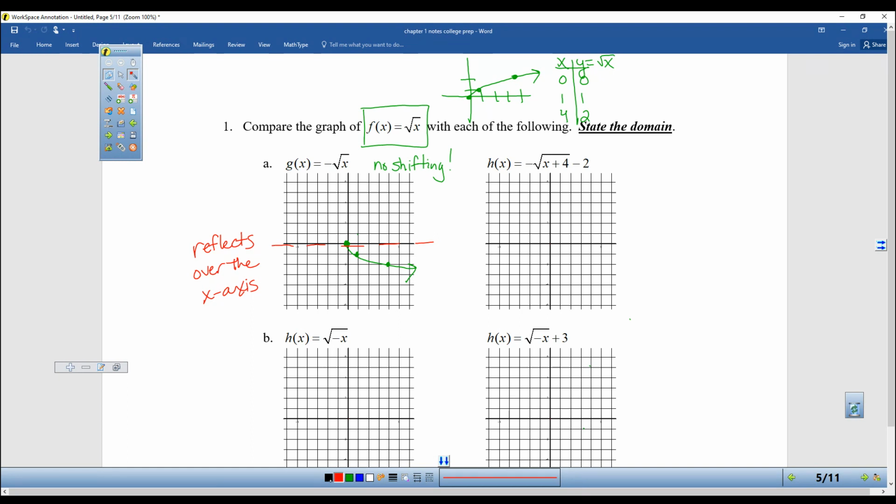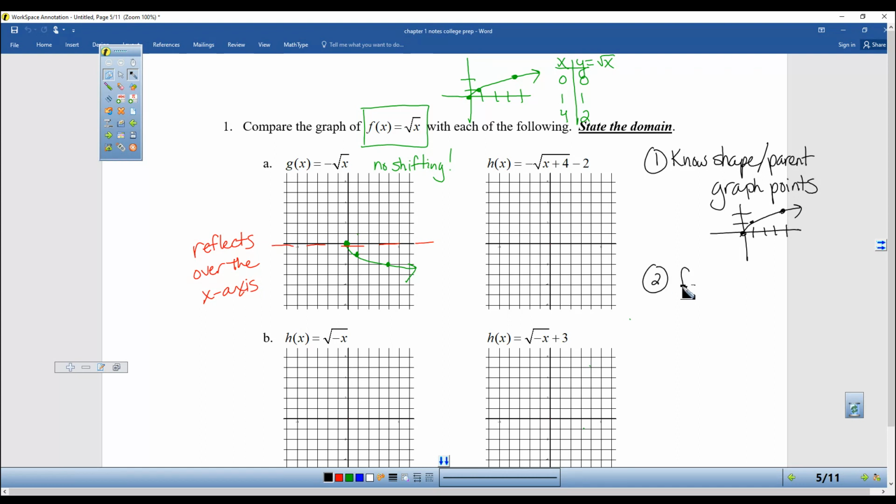Okay, so just to give you some steps, number 1, you need to know the shape and the parent graph points. So as soon as you see a problem, you have to look at that and say, oh, square root. I know what that's going to look like. I know that's going to be 0, 0, 1, 1, 4, 2. Having this information in your head is going to be so helpful.